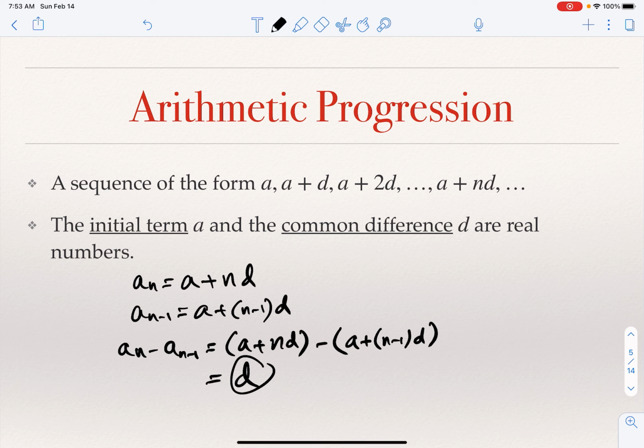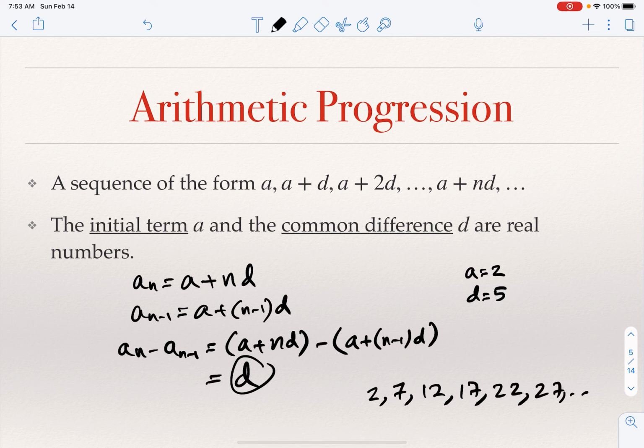And again, if you take, for example, a to be 2 and d to be 5, then what do you get? The first element is 2, the a. The second one is 2 plus d, which is 7. The third one is a plus 2d, which will be 12. Then a plus 3d will be 17, and so on. So the difference is always 5, so you can add 5 to each one of these and continue. The difference between any two subsequent elements is 5. So this is an arithmetic progression.